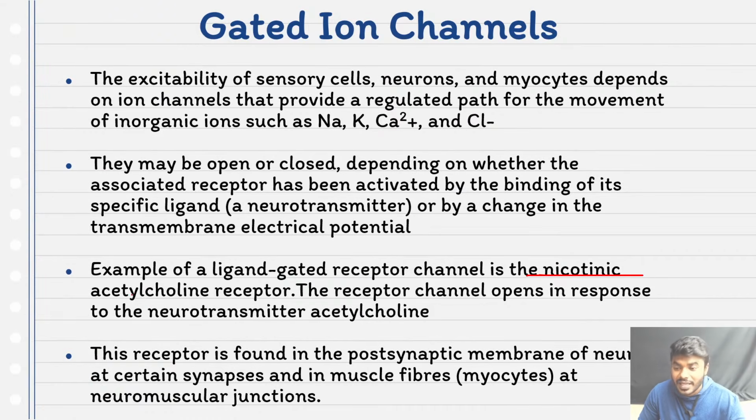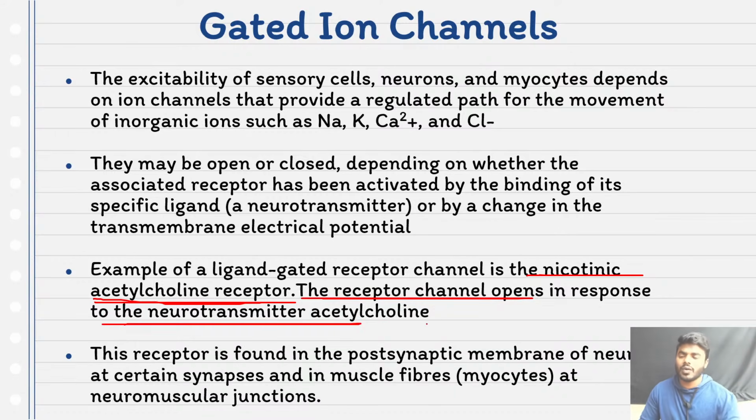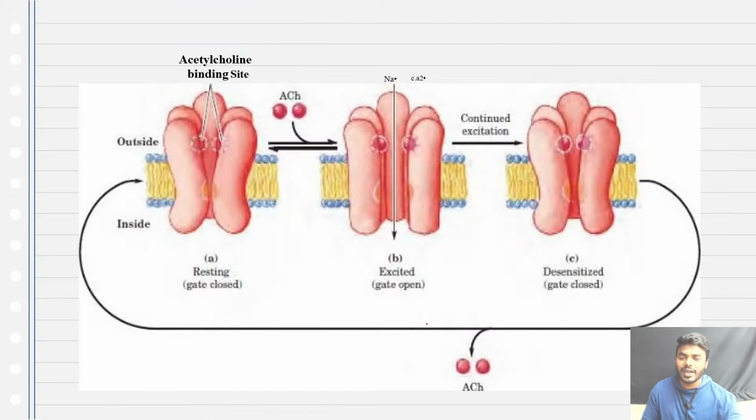What do we call it? Nicotinic acetylcholine receptor. Every one of you listen to my statement. The receptor channel opens in response to what? The neurotransmitter acetylcholine. So when the acetylcholine comes and attaches to that receptor, then it will open, and only then will it allow the movement of ions or molecules.